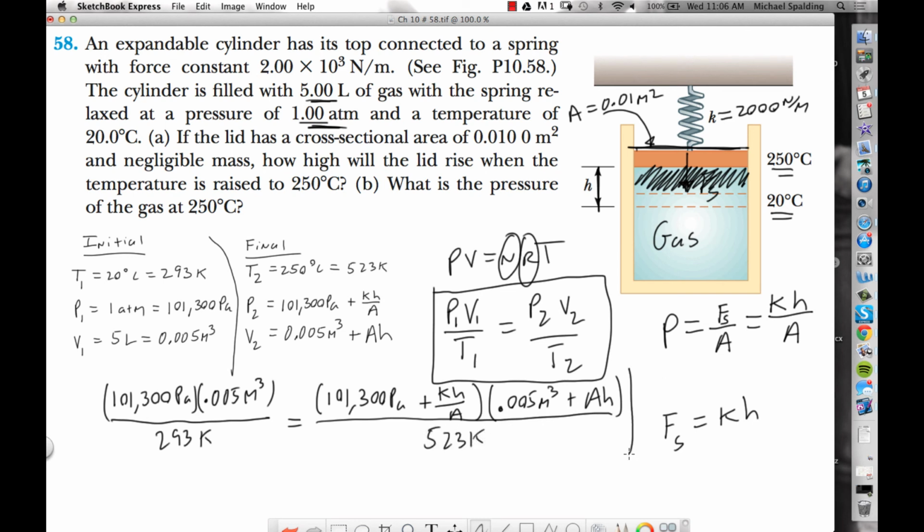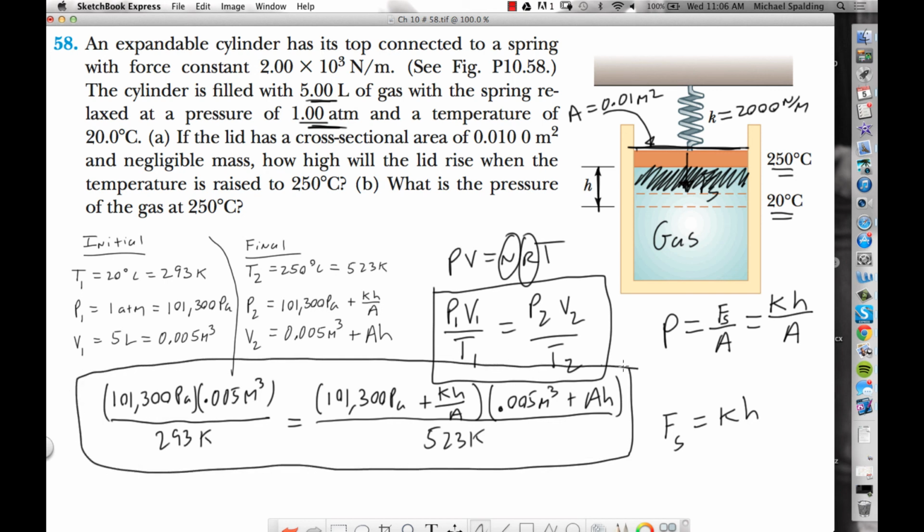All right, I'm not going to bore you with all the algebra, but just check this out. The only thing we don't have in this equation is H. And it appears in two spots. We got H right here, and we got H right there. So you got to do the algebra. You are going to get a quadratic, unfortunately. H comes out as 0.169 meters, which is the same as 16.9 centimeters.